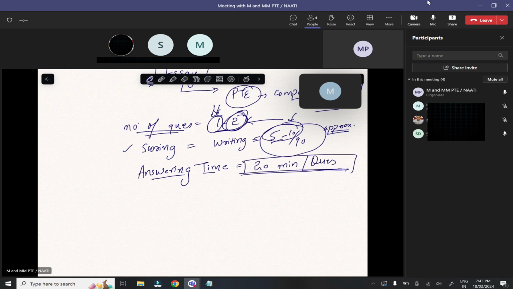So if you get two essays in the exam, that would mean 40 minutes. So 20 minutes per essay. Now, one question I always get is, let's say in the exam, you get two essays. First essay you complete in 15 minutes. Does that mean you get 25 minutes in the next one? Absolutely not. It is 20 minutes per question.